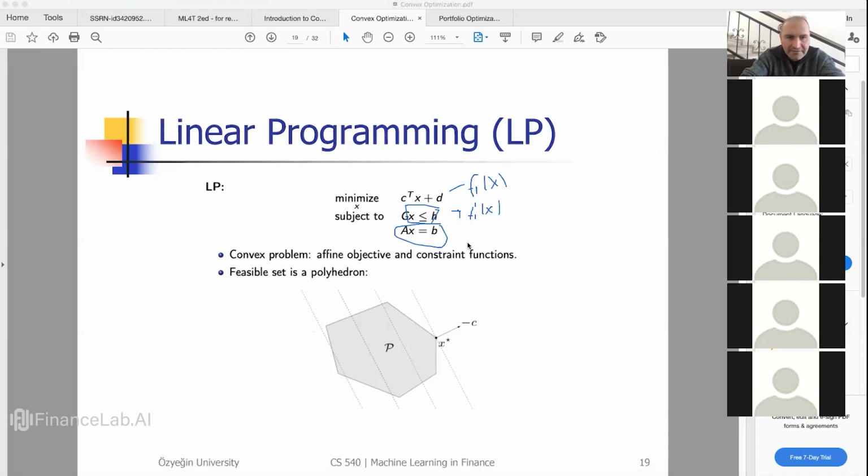In a linear program, we have an affine objective. So this is an affine function of X, and the constraints are also affine functions of X. And in this case, the feasible set is guaranteed to be a polyhedron. As we have discussed in the convex sets, when we have half spaces and hyperplanes defined by the inequality constraints, the polyhedron becomes their intersection. That's why we have a polyhedron as the feasible set. Linear programming is something we'll use a lot in this course, and it's quite useful in practice.